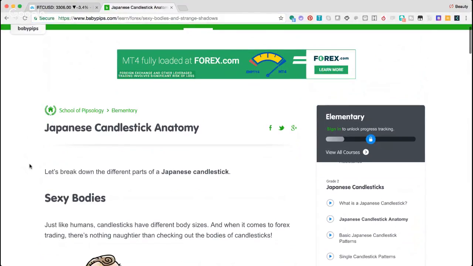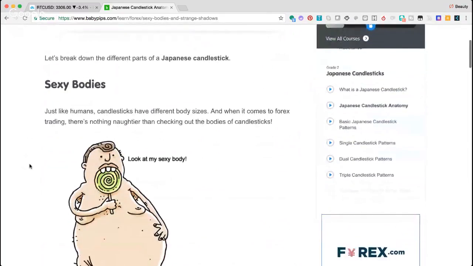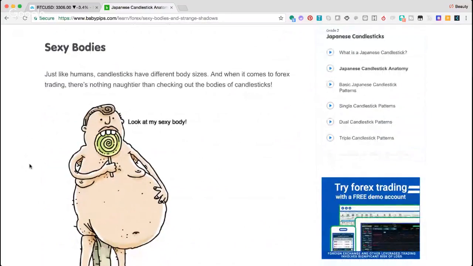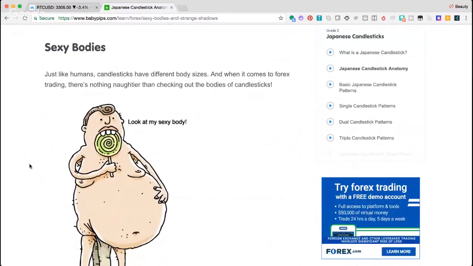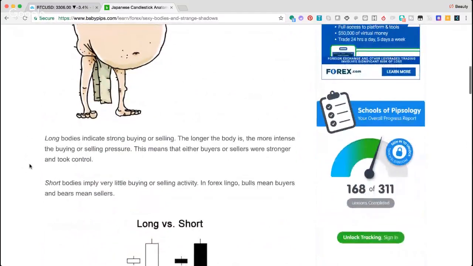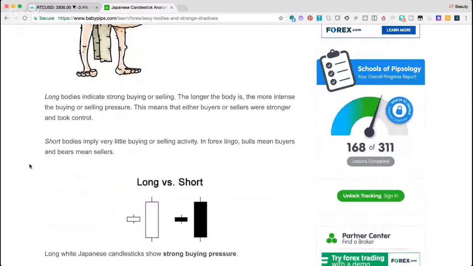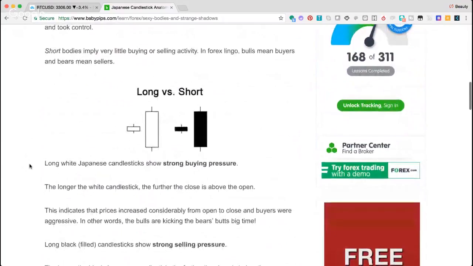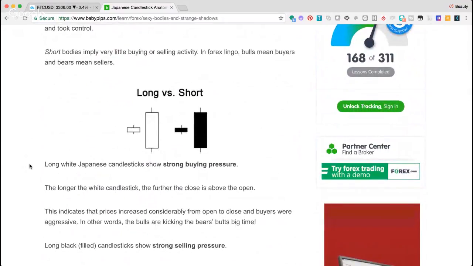All right, Japanese candlestick anatomy. Let's break down the different parts of a Japanese candlestick. Sexy bodies. Just like humans, candlesticks have different body sizes. And when it comes to Forex trading, there is nothing naughtier than checking out the bodies of candlesticks. Long bodies indicate strong buying or selling. The longer the body is, the more intense the buying or selling pressure. This means that either buyers or sellers were stronger and took control. Short bodies imply very little buying or selling activity.